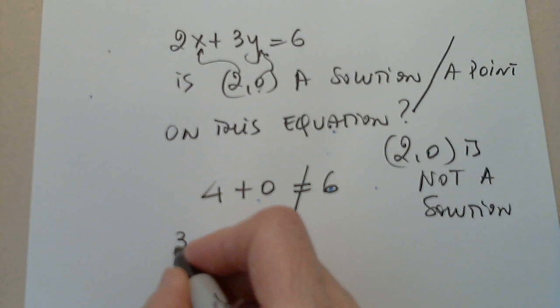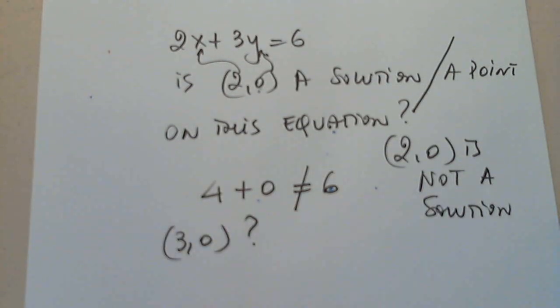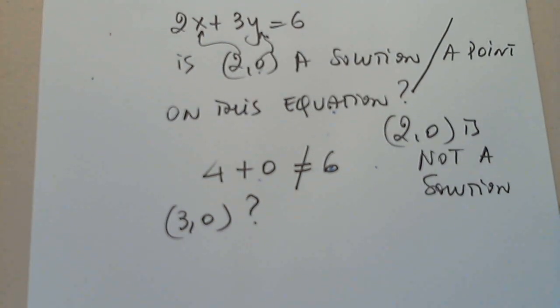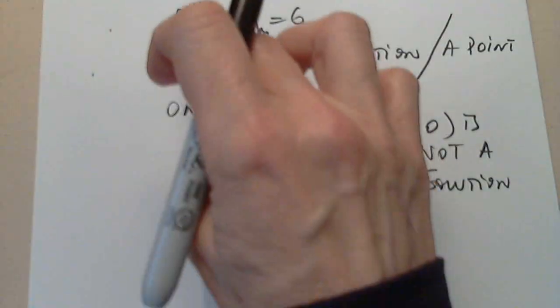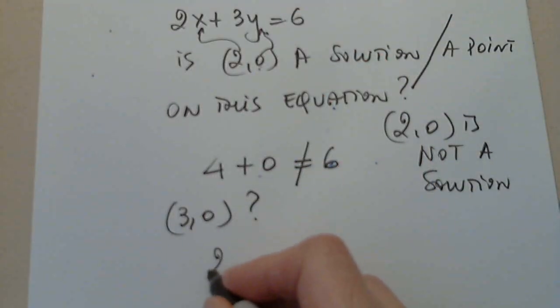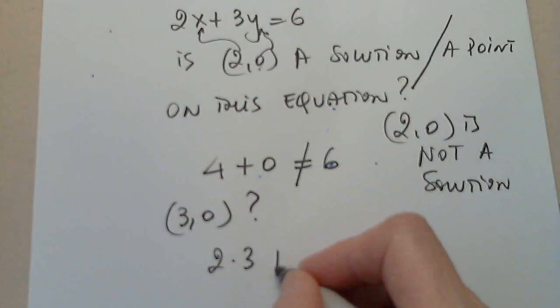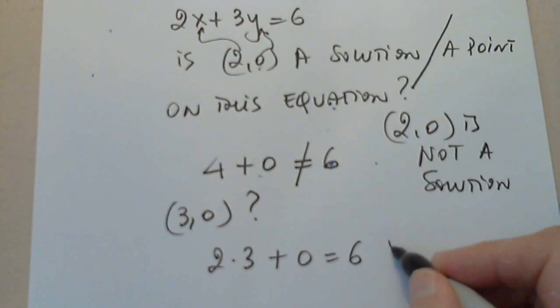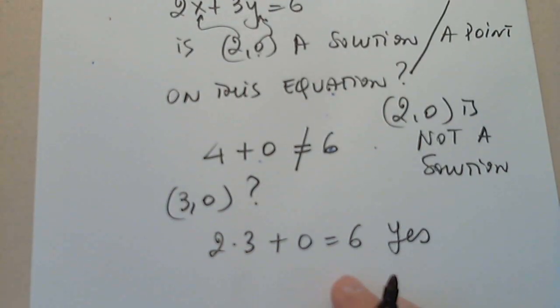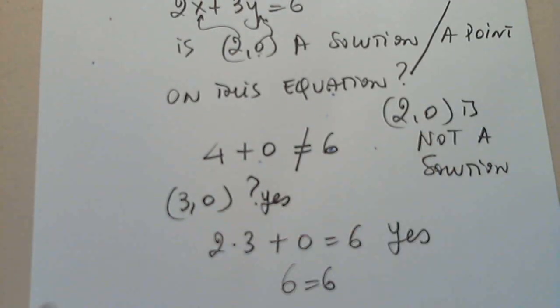What about (3, 0)? Is (3, 0) a solution? Yes, because when I replace x by 3, I get 2 times 3 plus 0. Is that 6? And the answer is yes. This is true, 6 equals 6. So I will say yes, (3, 0) is a solution of the given equation.